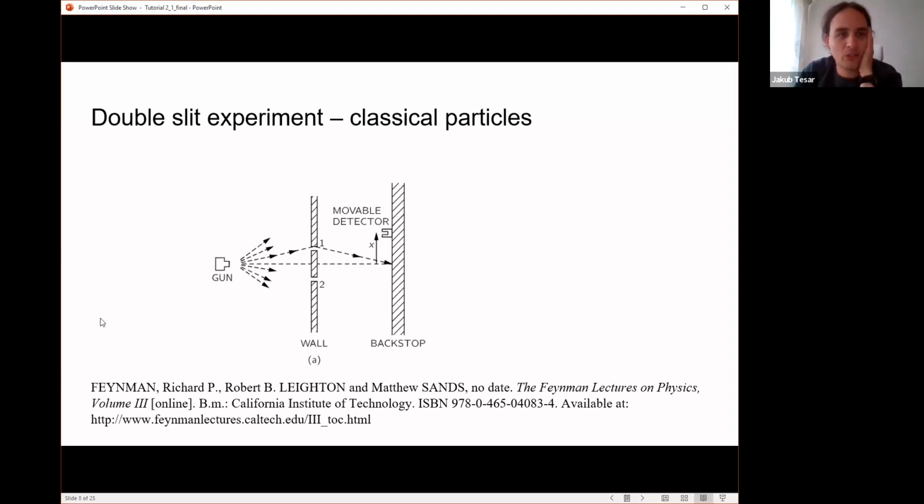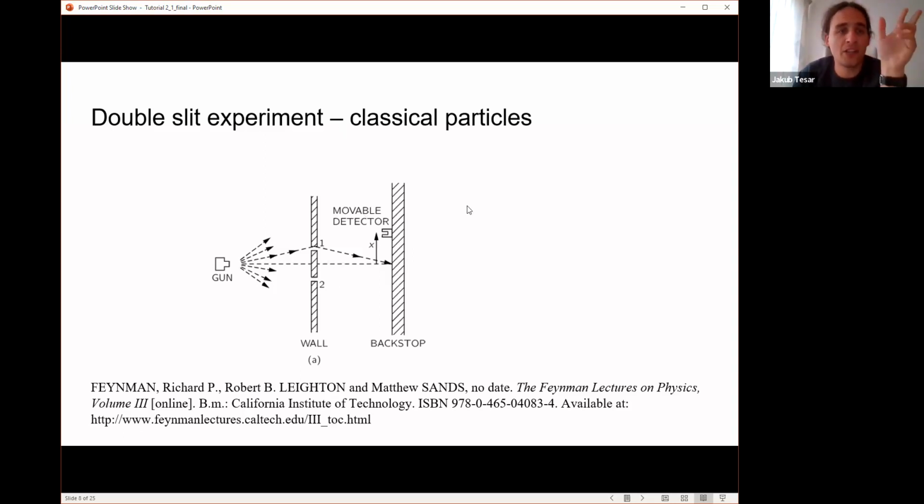The drawings are from the famous Feynman Lectures on Physics, volume 3 on quantum mechanics, where he used this experiment to explain a lot about quantum theory. So once again, we have the double-slit experiment. We have some source of something. Then we have a wall with two slits, which are not far apart, really close enough. It could be nanometers, for example. And we have a backstop or screen, and some detector to detect what is actually happening there.